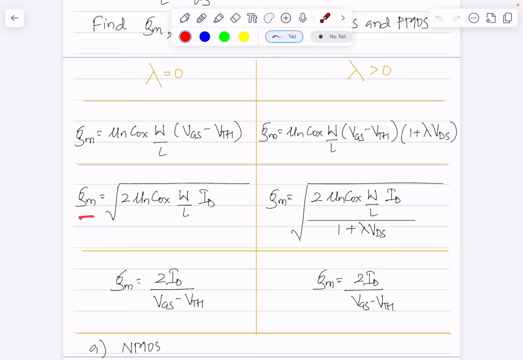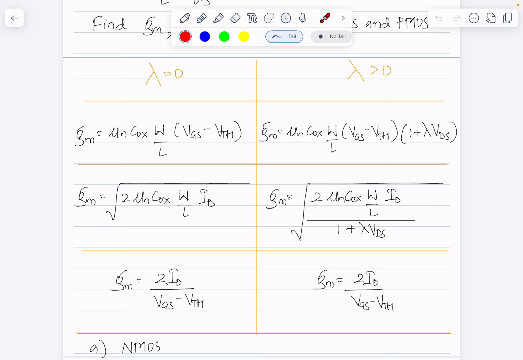The second equation is gm equals the square root of 2 mu n Cox W/L ID, and if you want to include channel length modulation, you need to divide it by (1 plus lambda VDS), and the square root covers both the numerator and the denominator. The third equation is gm equals 2 ID over (VGS minus VTH), and it's the same for both cases, lambda equals 0 and lambda greater than 0.